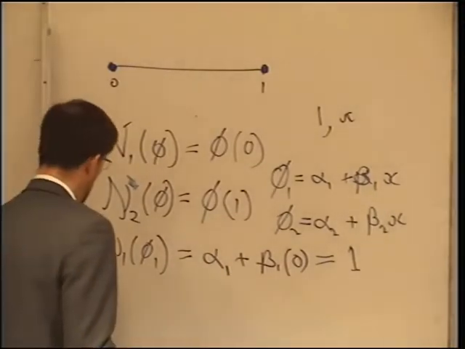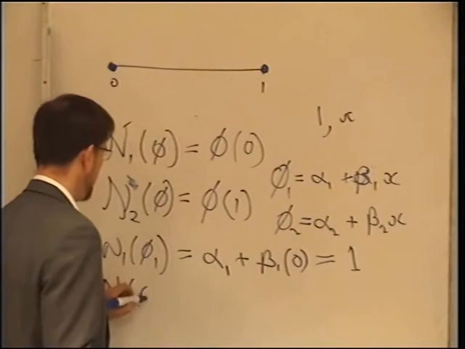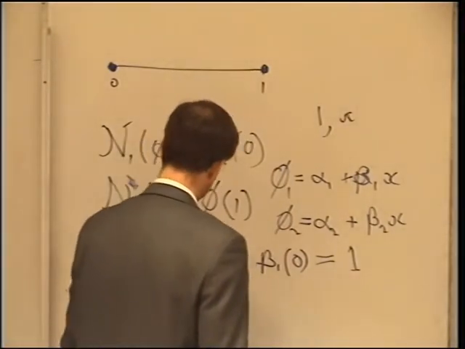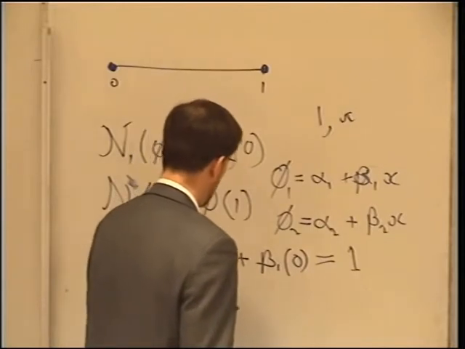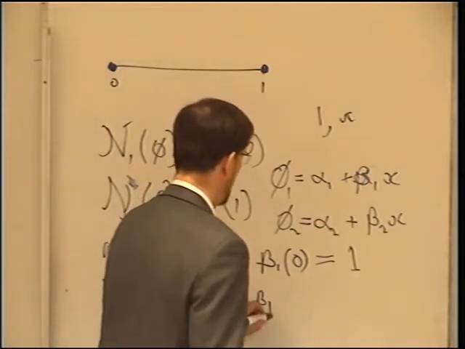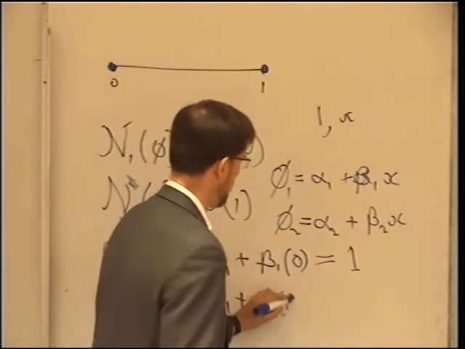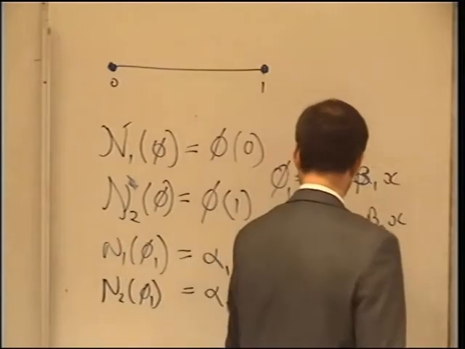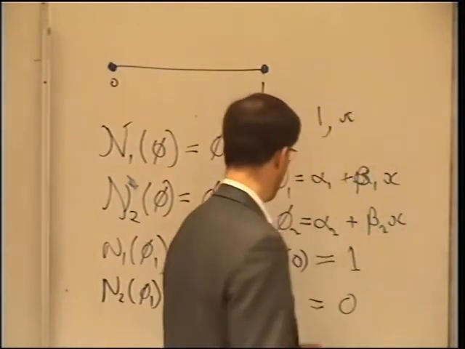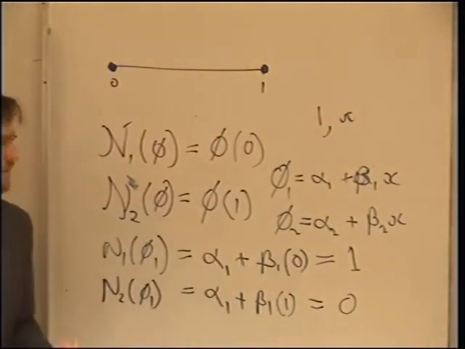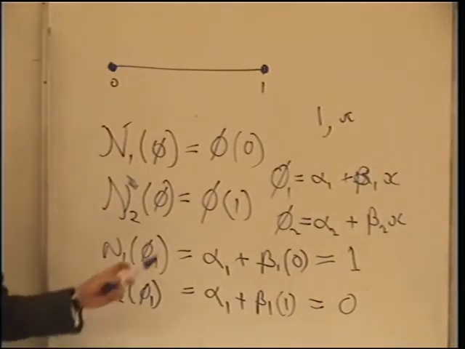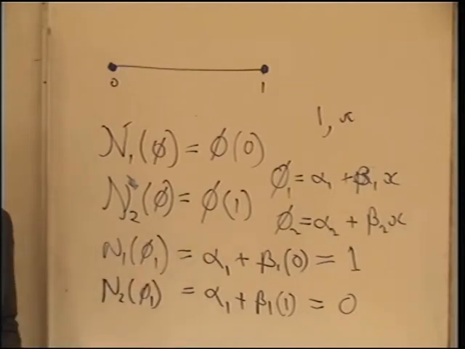And now I can take n2 of phi 1, and so that is equal to alpha 1 plus beta 1 times x at 1, which is 1. And that has to be equal to 0. And so now I'm really happy. I have two equations, two unknowns. So I can solve out for what alpha and beta have to be.